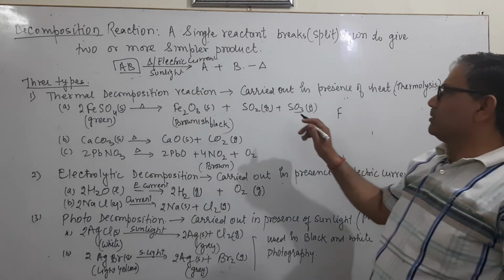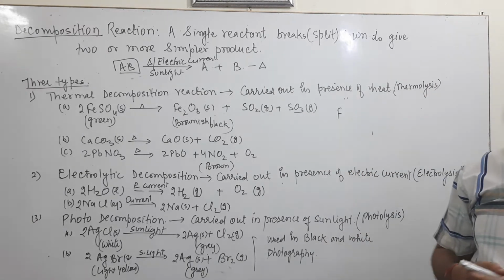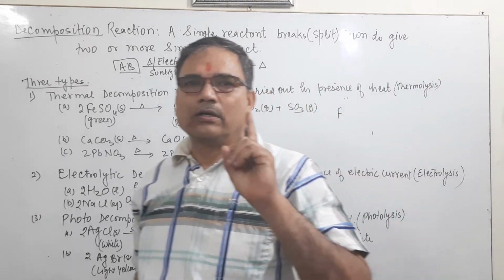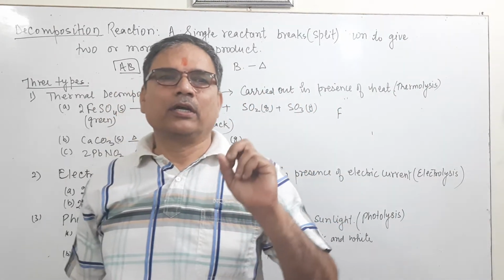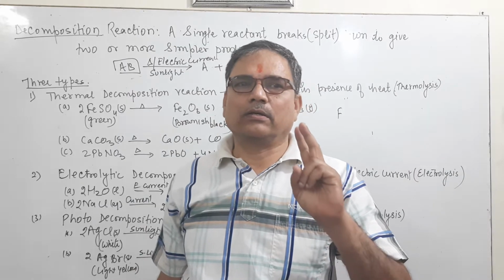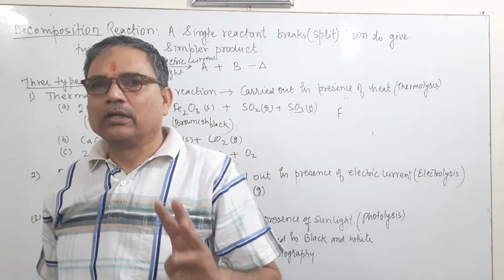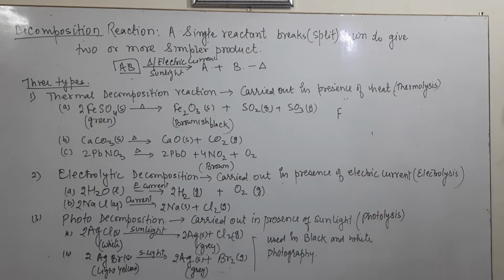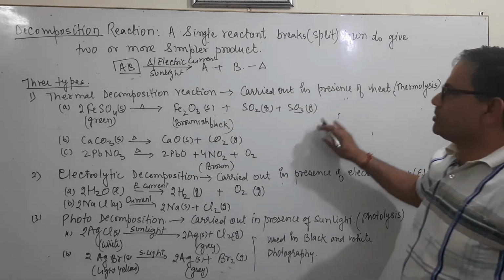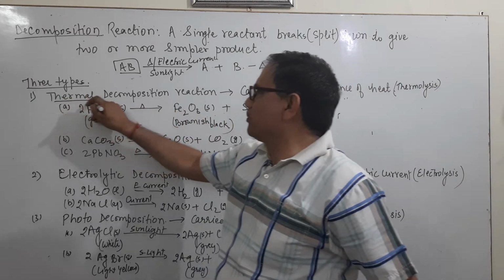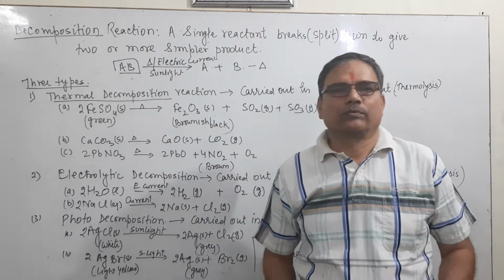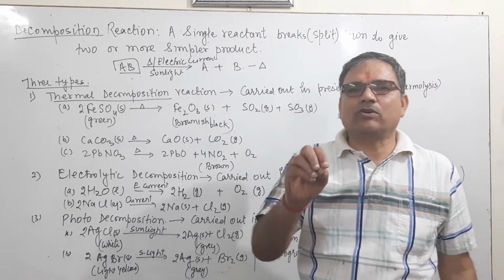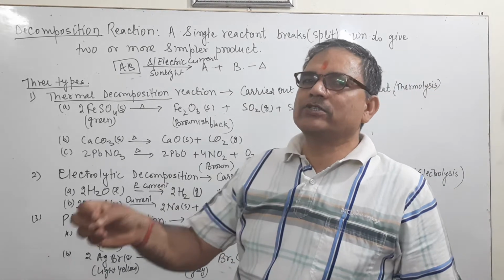The types of decomposition reaction are three. First is thermal decomposition, second is electrolytic decomposition, third is photodecomposition. And the first type, thermal decomposition, is the decomposition which takes place in presence of heat.